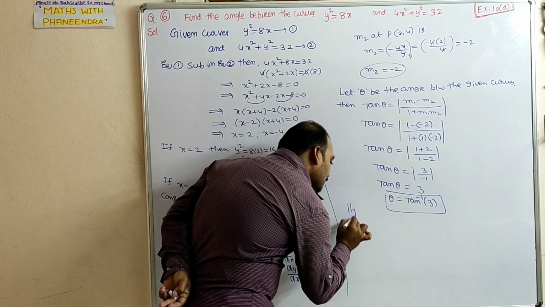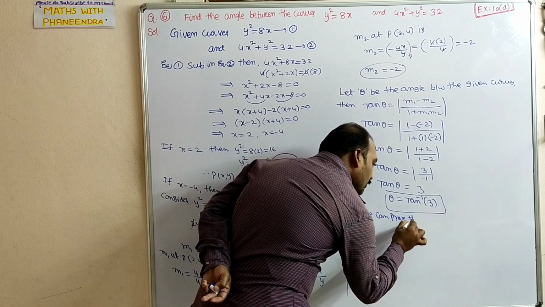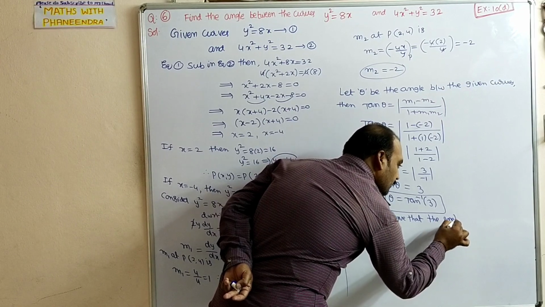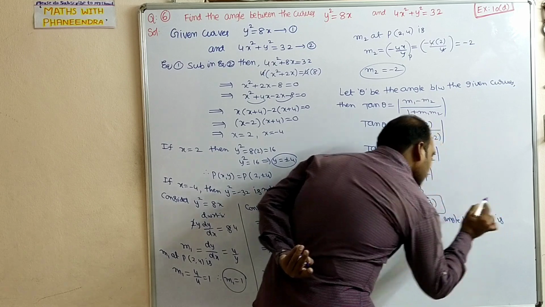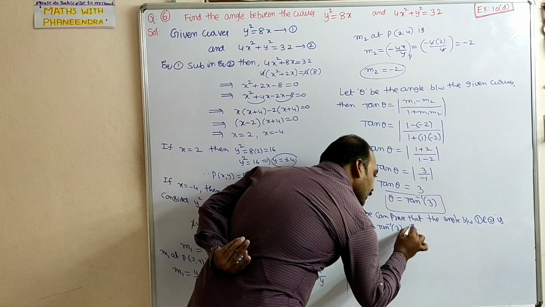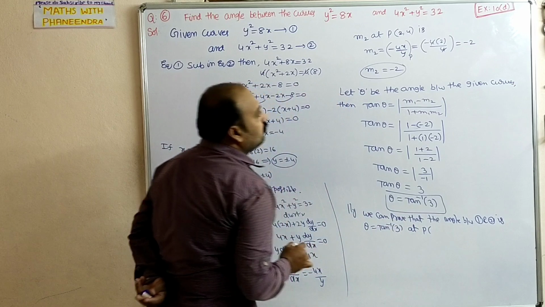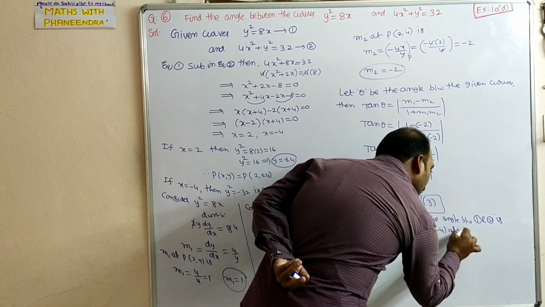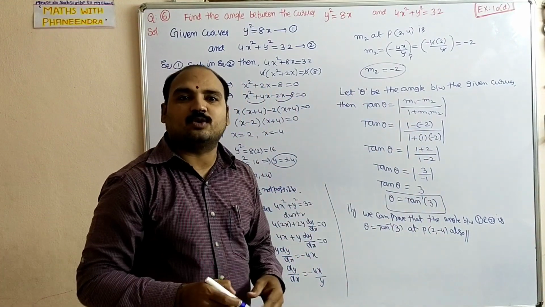Similarly, we can prove that the angle between the two curves is theta equal to tan inverse of 3 at P of 2 comma minus 4 also. At the second point also we will get the same angle. Hence the result. We will move to the next question.